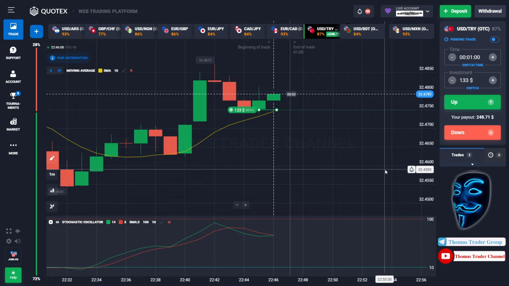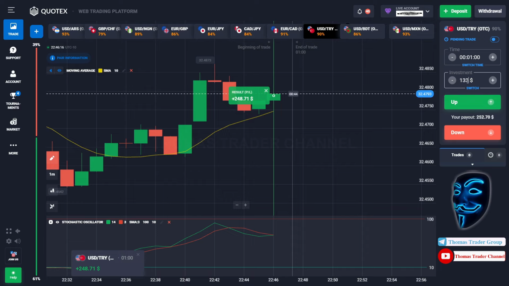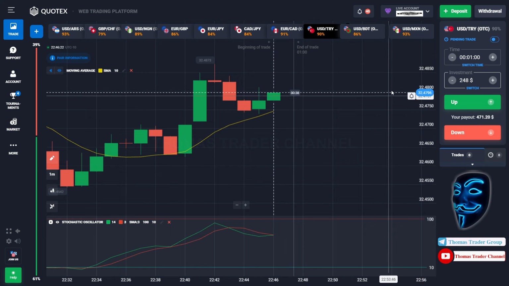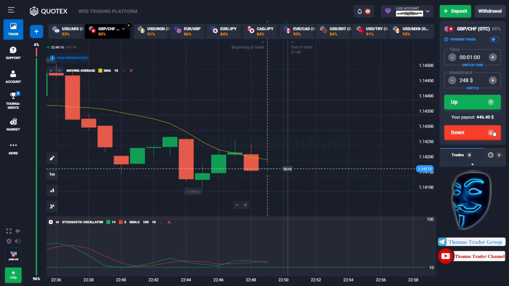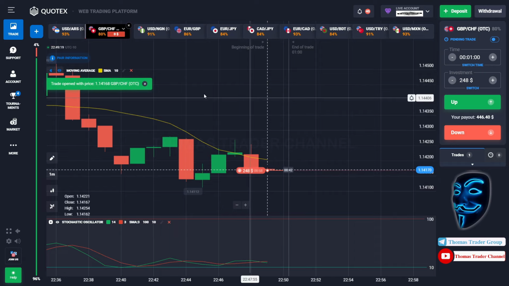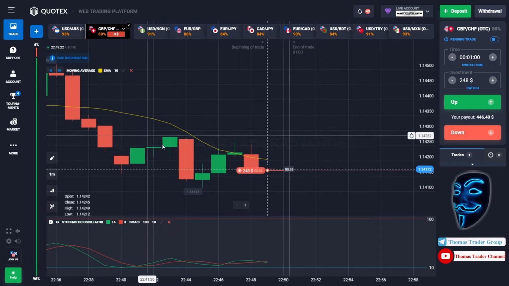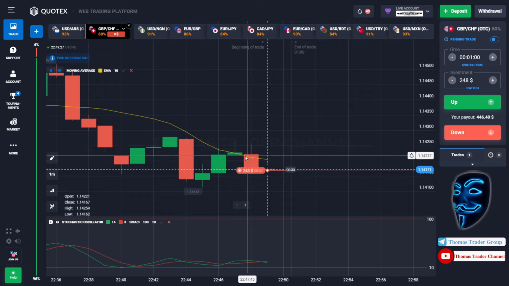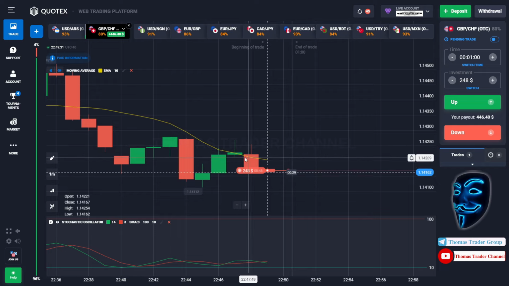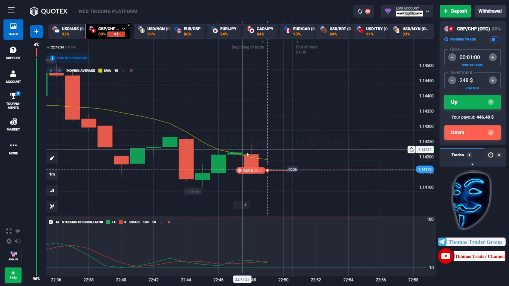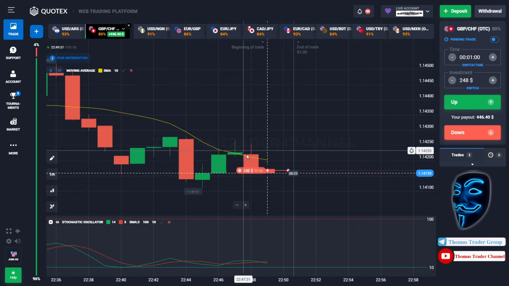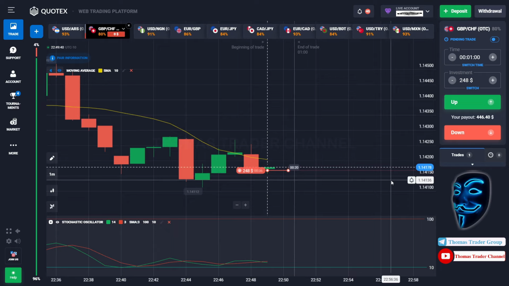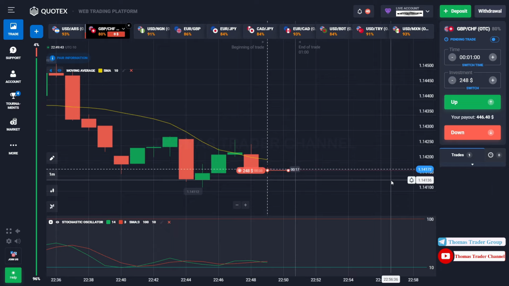We made a right prediction over here. We made a profit of $248. Let's change our investment into $248. And let's find the other market. Over here we can open sell for 1 minute. As you can see, the market is going bearish. And the market is touching the moving average line. When the market has the moving average line, the market will make a rebound and it will continue the bearish trend. Let's prove it and let's wait till the end of our trade.